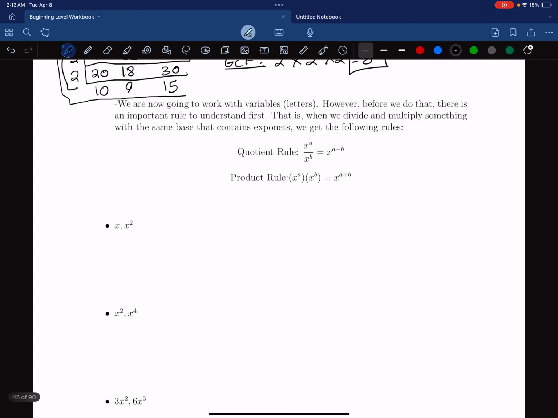Now, let's talk about a new concept. You are now prepared enough and have enough skills to begin talking about the idea of variables in math. And variables are letters. And one thing I will say is please don't let letters or variables in math scare you. I promise they're not as bad as you think they are.